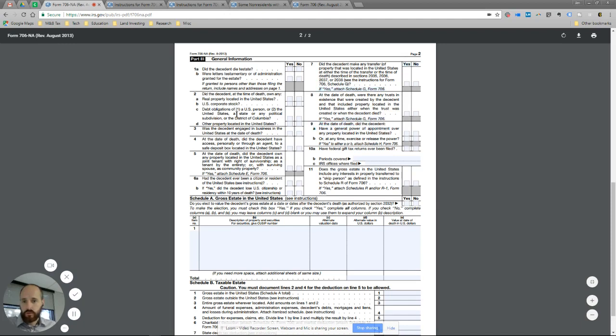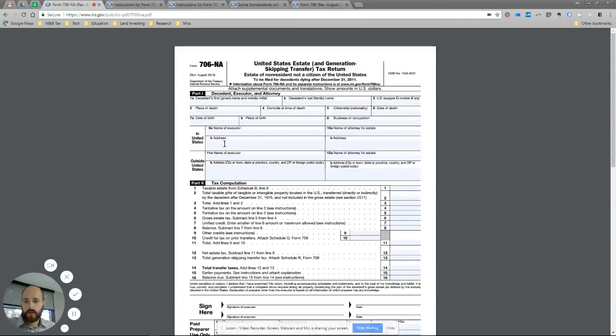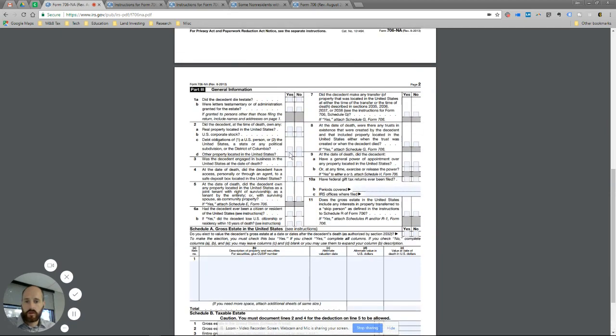Same here, Schedule G. This would, if yes, attach Schedule E, Form 706. So based on your responses to these answers, you have to attach forms from the actual 706. So these are, did the decedent at the time of death own any real property located in the United States, stock, obligations? So if you don't own or know the answers, you'll have to ask the executor. But that's fine. Okay, so these are the questions.